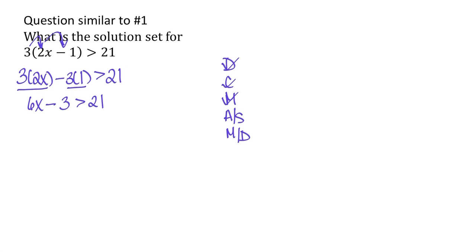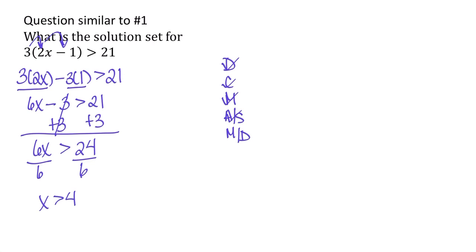I have a minus 3, so I'm going to do the opposite, and I'm going to add 3 to both sides. So on the left side, I have 6x minus 3 and plus 3 will combine, and that is greater than 21 plus 3, which is 24. So now I'm going to divide both sides by 6 to get the variable by itself. So that leaves me with x is greater than 4.